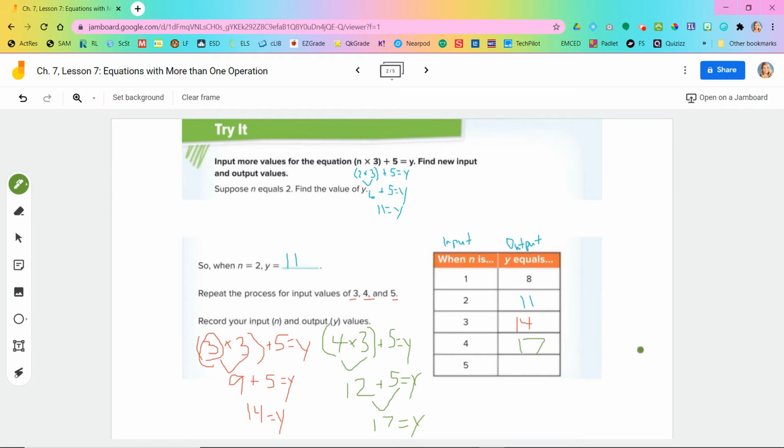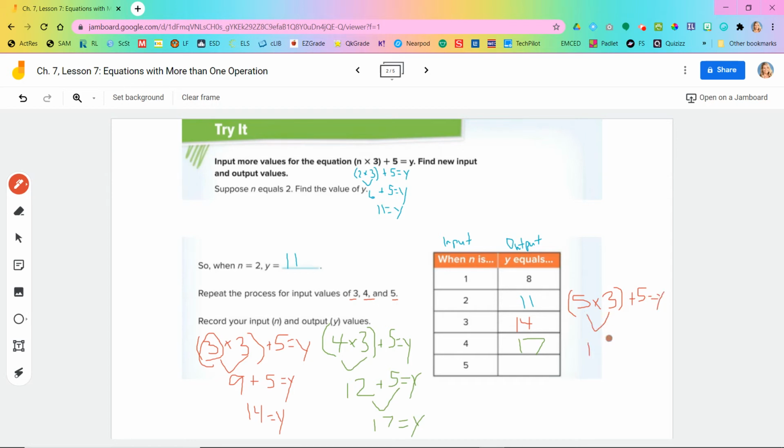All right. And now let's take a look at 5. If at any point in time you wanted to pause these or even do the problems and then check it on these, that is perfectly fine. I know you are a smart student, so just whatever ideas you come up with. When n is 5, let's see what y is. So use that same equation. 5 times 3 plus 5 equals y.